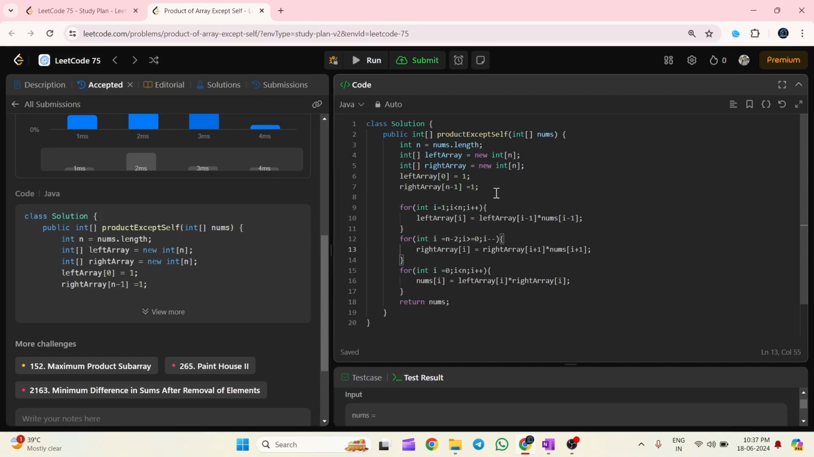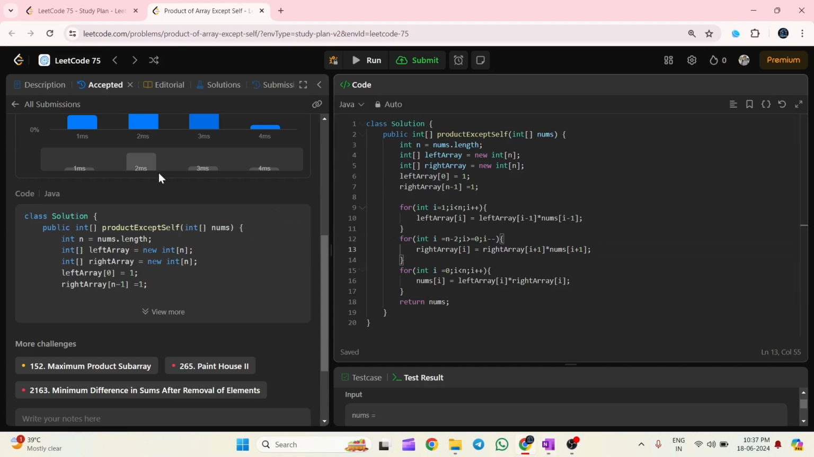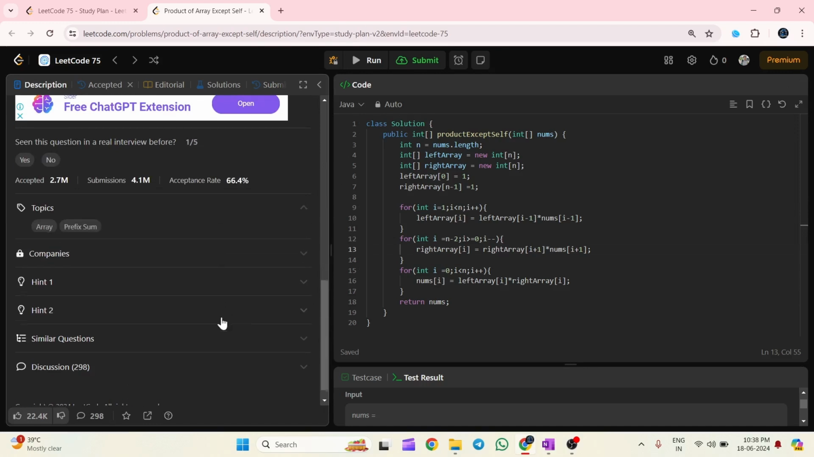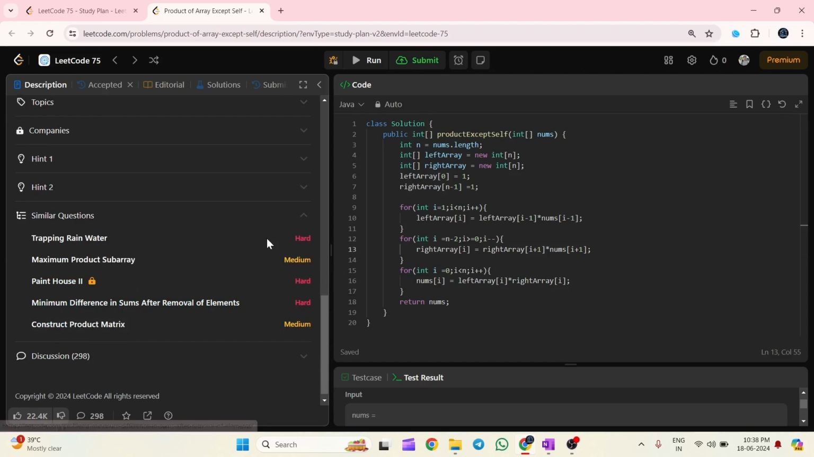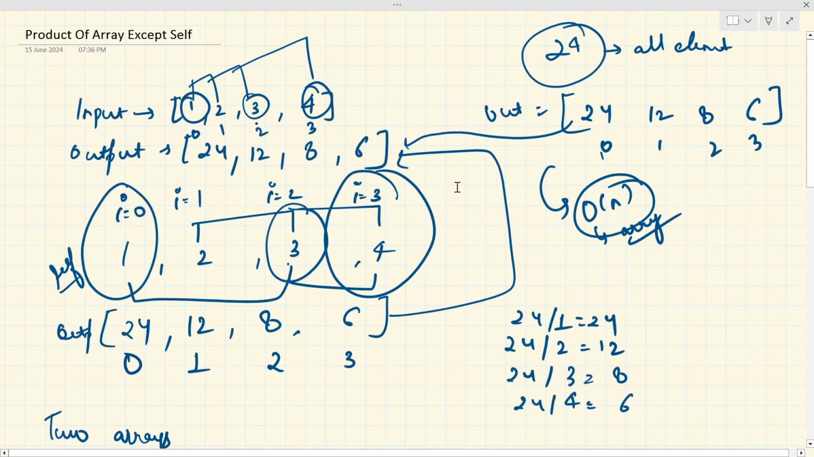This approach which I explained to you is used in so many questions, so this is very important. If you want to practice more questions on this, by the way, this thing is called prefix sum. For a similar question you can try Trapping Rain Water, which is done with a similar approach. So you can try these questions, and this is all about product of array except self.